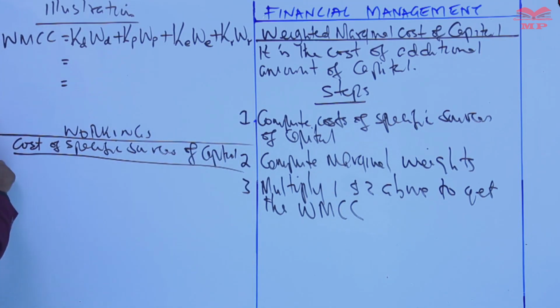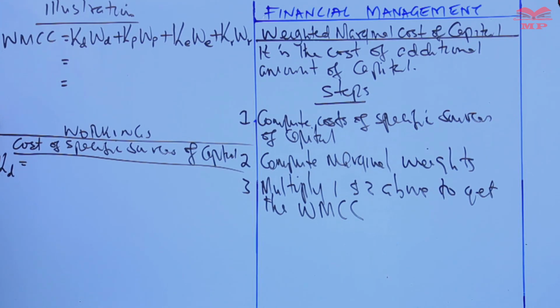And the first source is KD. Now you recall in computing cost of debt or cost of debentures, there are two categories or two formulas that can be used. So when you have such a question, you check if these debentures are redeemable or not redeemable. If the debentures are redeemable, the formula is different from if they were irredeemable.